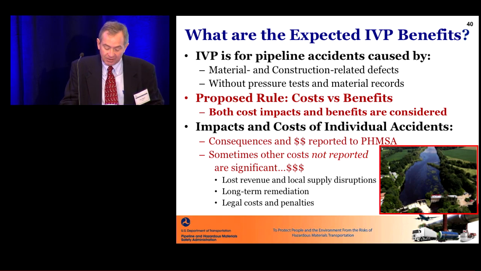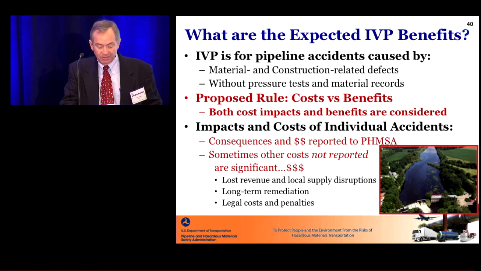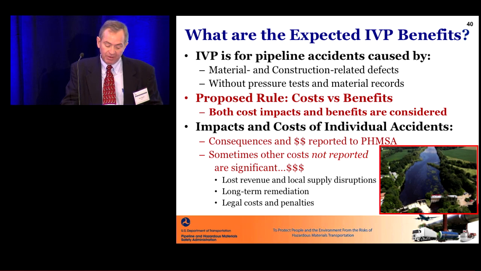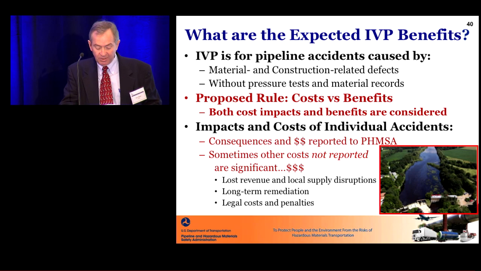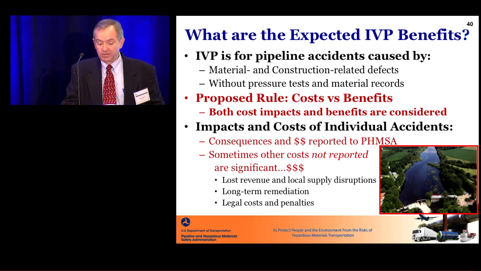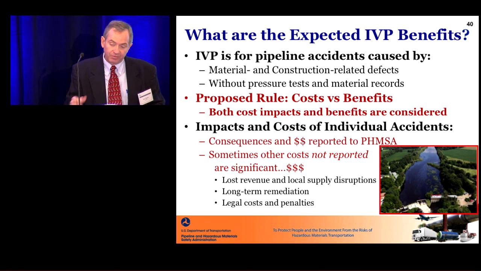Some of the other impacts that it's hard for PHMSA to quantify on individual accidents is the consequences. In other words, we do get the consequences and the dollars reported to PHMSA, but some of the costs that may not be reported to us that are significant would be lost revenue and local supply disruptions, long-term remediation cost, and legal costs and penalties. A lot of those we don't get fully captured. So it really hurts a lot of times on these cost benefits when you don't have that.